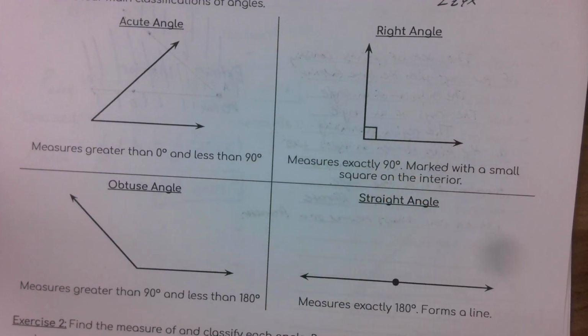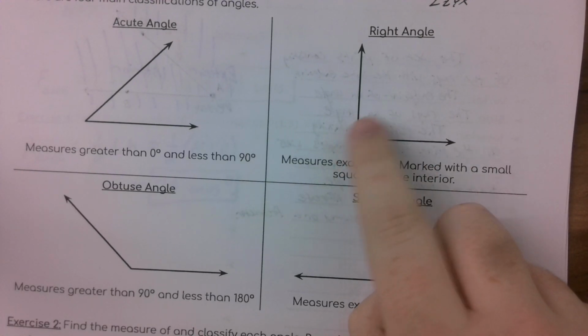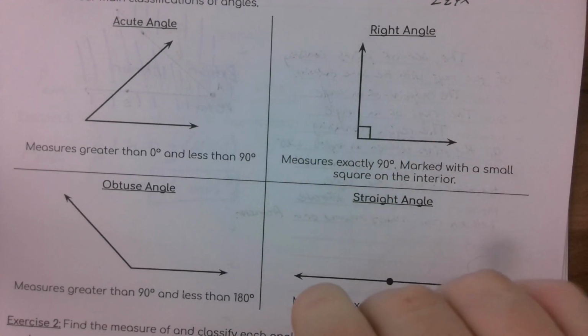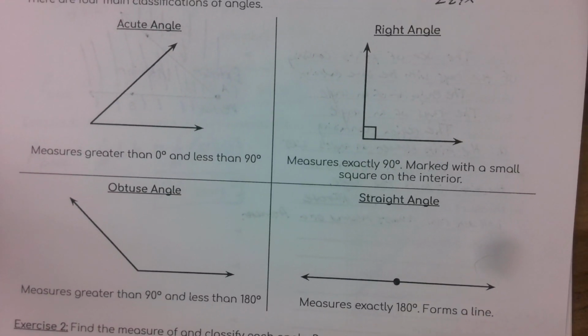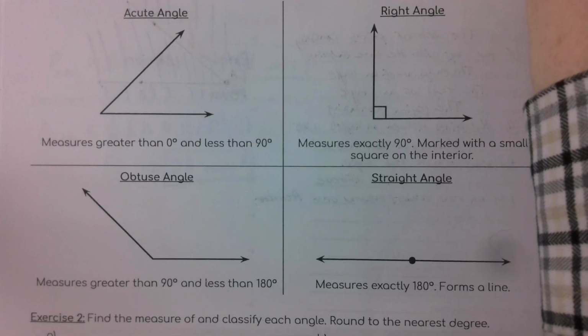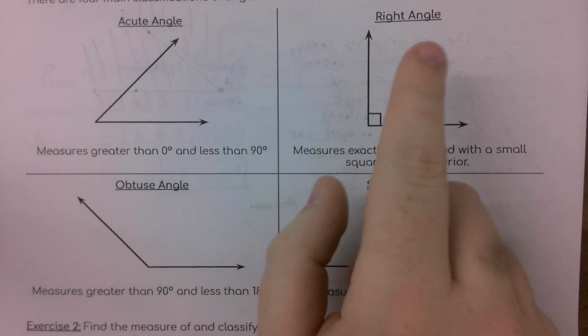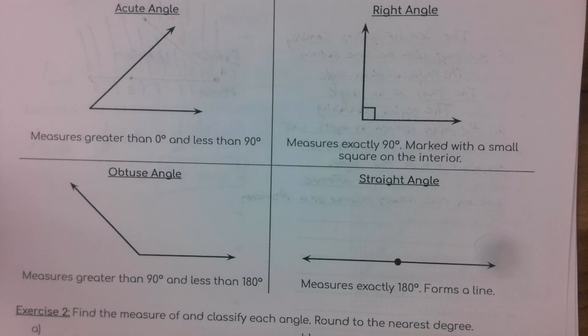Right angles measure exactly 90 degrees. To show that they're 90 degrees, we will usually mark their corners with a square on the interior of the angle. That tells everyone who looks at it, hey, this is supposed to be a perfect right angle. Once you open up past a right angle, you get an obtuse angle. Obtuse angles are bigger than 90 degrees, so they're bigger than right angles, but they're still less than 180 degrees. They still look like an angle.